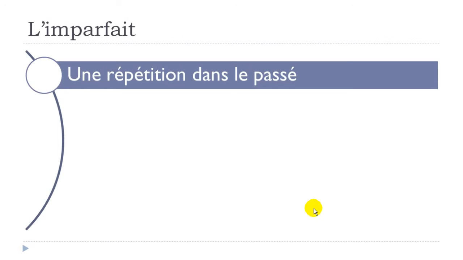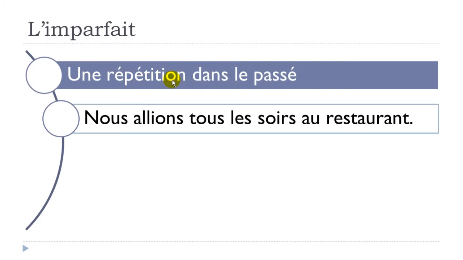Other situation when you will need to use l'imparfait, une répétition dans le passé. Répétition, you understand, something that repeats itself, dans le passé. The example here, nous allions tous les soirs au restaurant. Aller is to go, tous les soirs, so every evening, au restaurant. So something that you do and that repeats itself in the past.